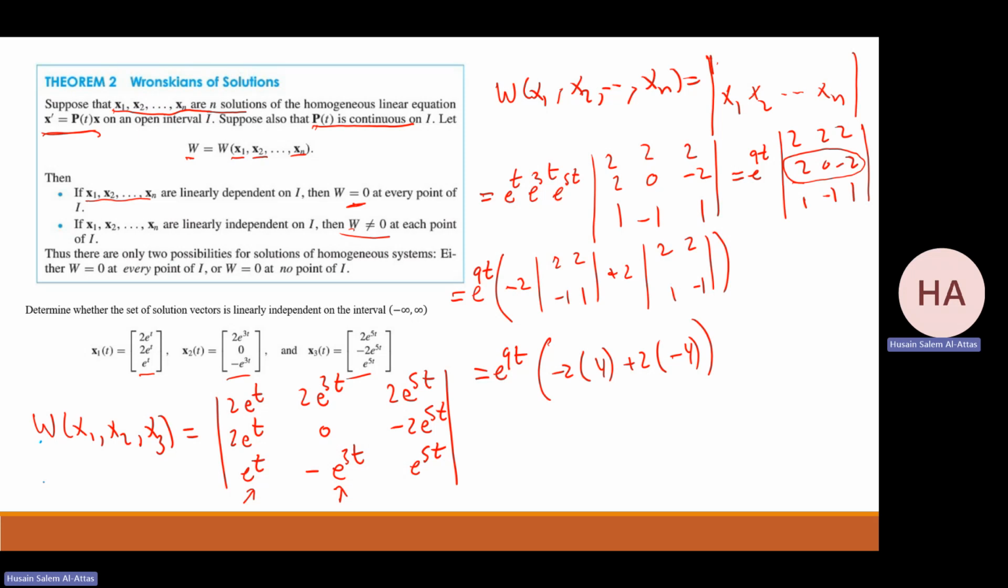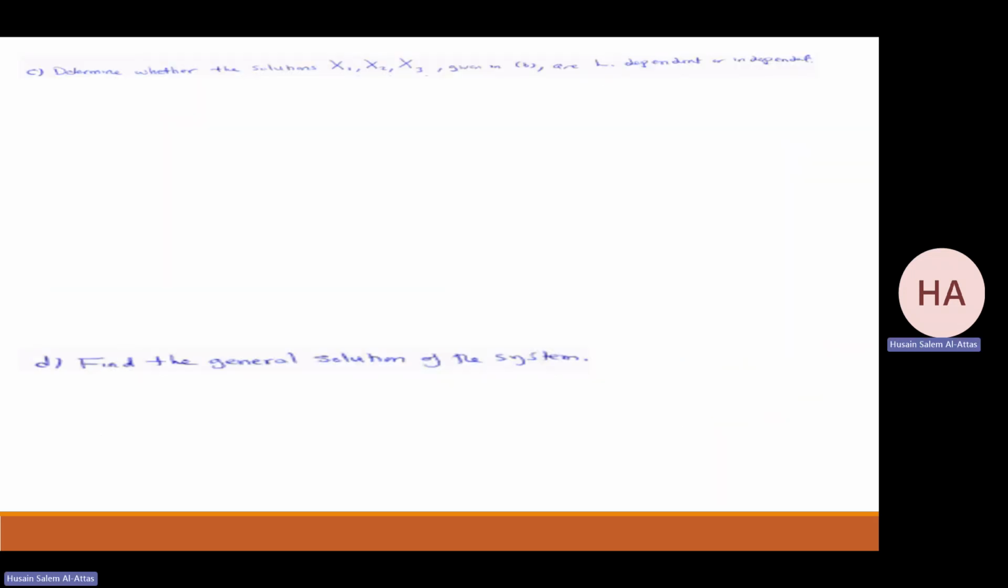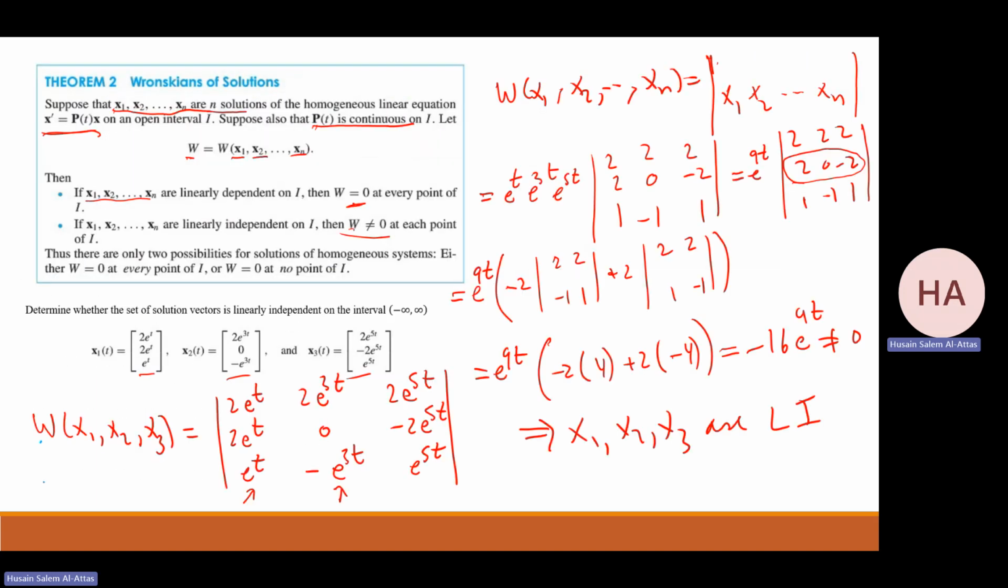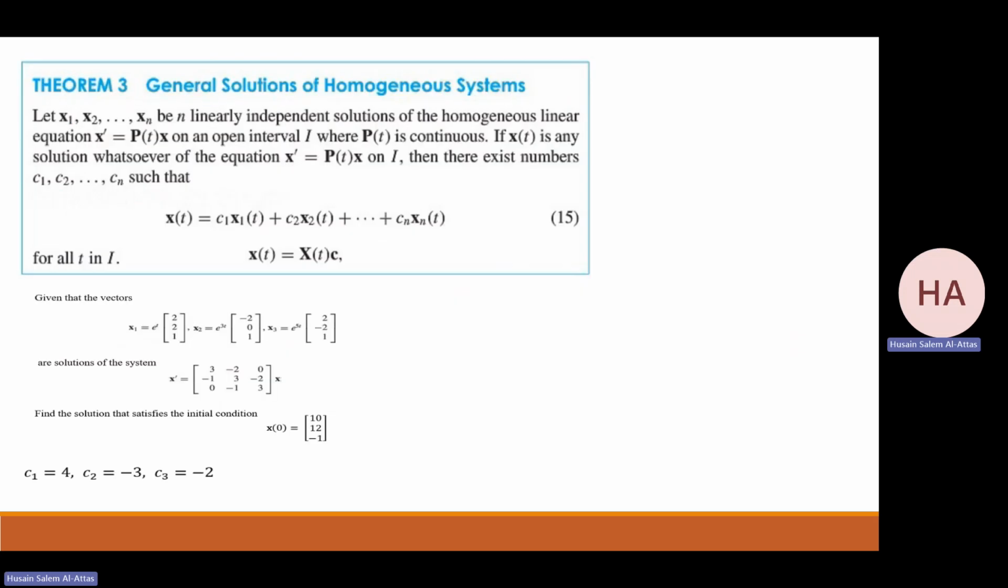Minus 2 minus minus 2, that will be 4. Yeah, so I'm getting minus 8 minus 8, minus 16 e to the power 9t, not equal to 0. So that means x1, x2, x3 are linearly independent. This is what I was expecting. They are linearly independent solutions of this one.